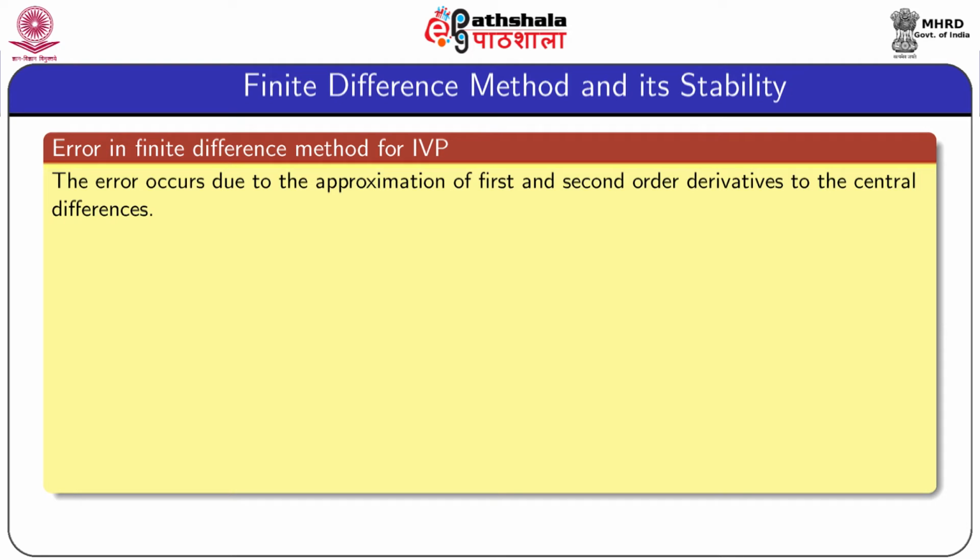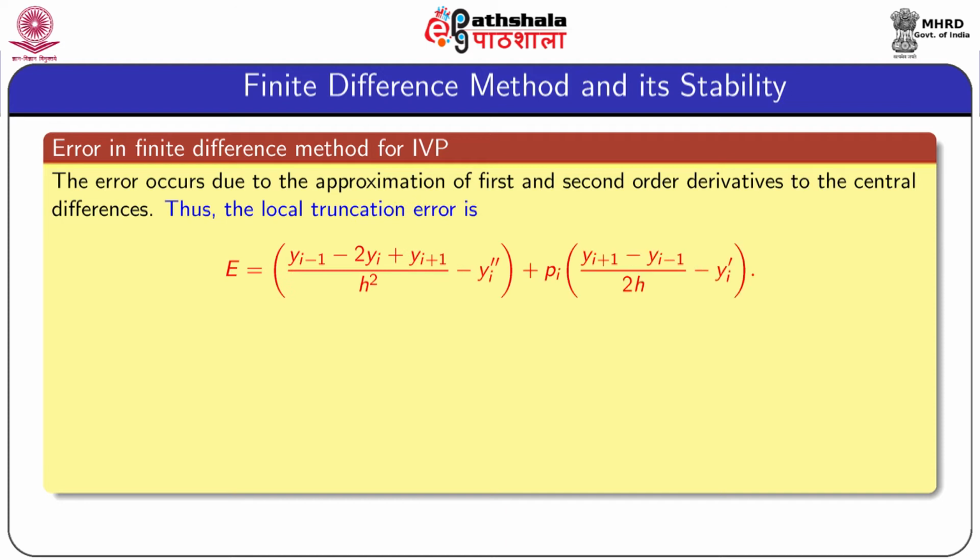Basically, the error occurs due to the approximation of first and second derivative to the central differences. Thus, the local truncation error is given by this expression. Note that in this expression the second derivative is approximated by central difference formula. The first term occurs due to the approximation of second derivative, and second term occurs due to the approximation of first derivative to the central difference formula.